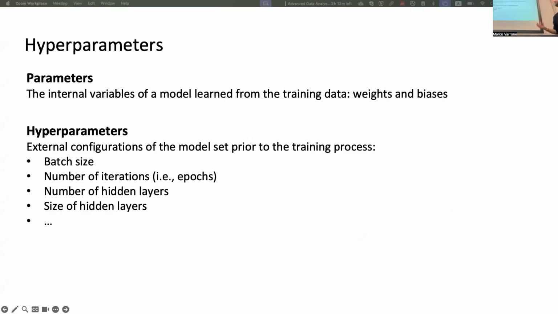Then there's another concept, which is hyperparameters, which are not parameters inside the model, but influence how you train the neural networks. Like the batch size, which is the size of these batches that you take, the number of iterations for which you train the neural networks, the number of hidden layers. The number of hidden layers is a hyperparameter because it's not the actual weights and biases, but influences how many weights and biases you will have. Also the size of the hidden layers, so how many neurons you have in a hidden layer, and so on. There are many, many different ones.